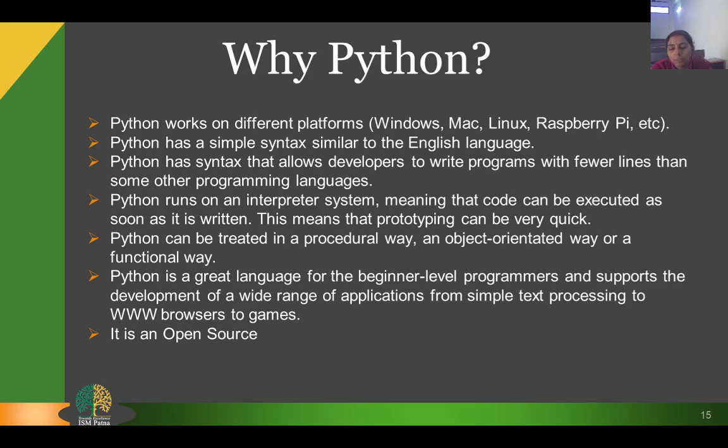Now the question comes, why Python? Here, various reasons are there. It works on different platforms. It has a simple syntax similar to the English language. It has syntax that allows developers to write programs with very few lines than another programming language. It runs on an interpreter system. It can be treated in a procedural way, object-oriented way, or a functional way. There are both options to write the code. It is a great language for the beginner level and supports the development of wide range application. It is open source. These are the various reasons we should opt for Python.